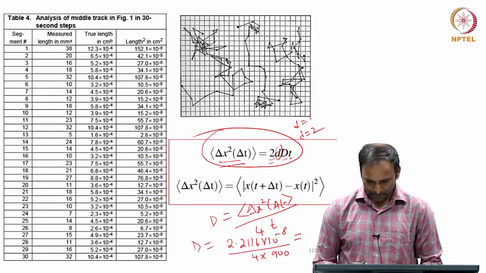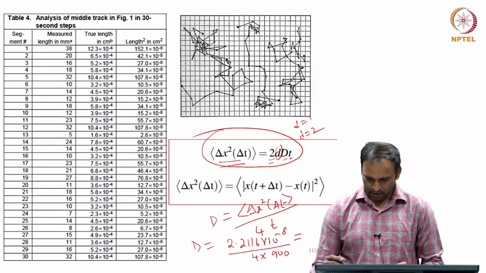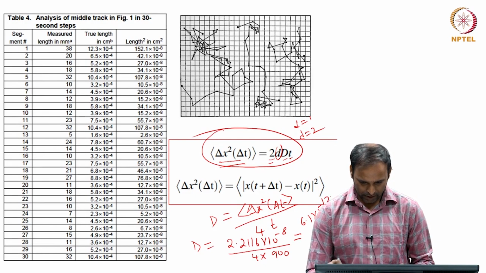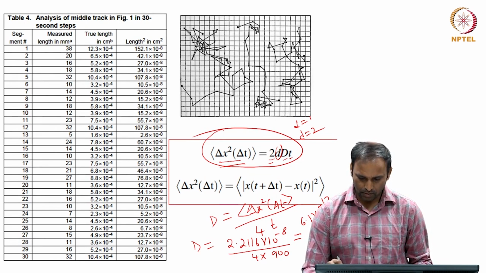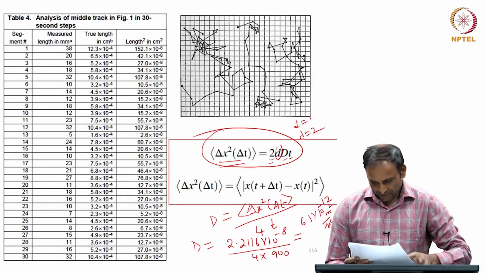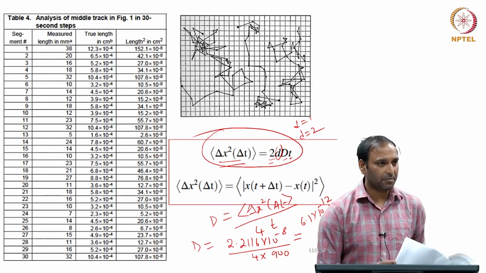Let us do that. It is 2.2116 divided by 4 and then divided by 900. That comes out to be something like 6.1 into 10 power minus 12, that is going to be in meter square per second. So, from these experiments, you can actually get the diffusivity of the particles.